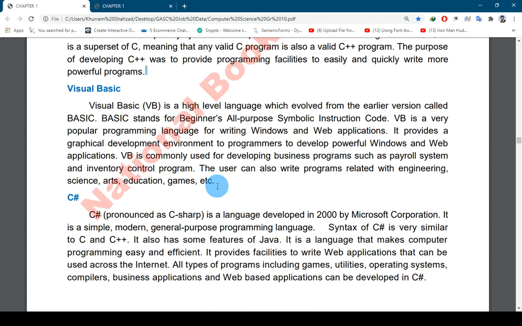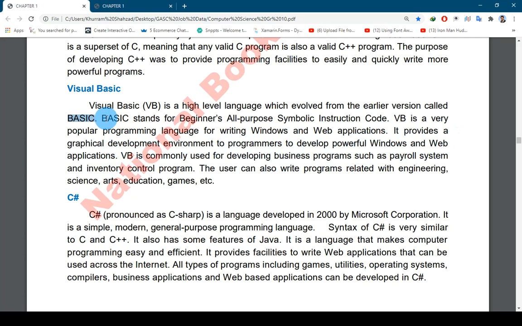Then next, Visual Basic. Visual Basic, or VB for short, is a high level language which evolved, meaning it grew, from the earlier version called Basic. Basic stands for Beginners All Purpose Symbolic Instruction Code, which was Microsoft's very early language for writing graphical programs. VB is a very popular programming language for writing Windows and web applications. It provides a graphical development environment to programmers to develop powerful Windows and web applications.